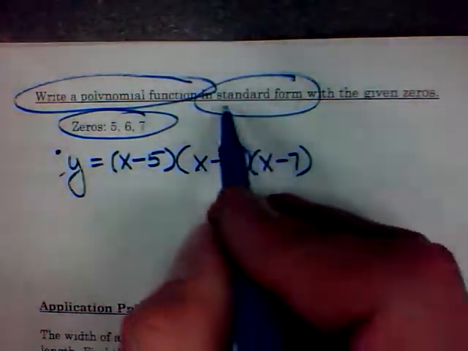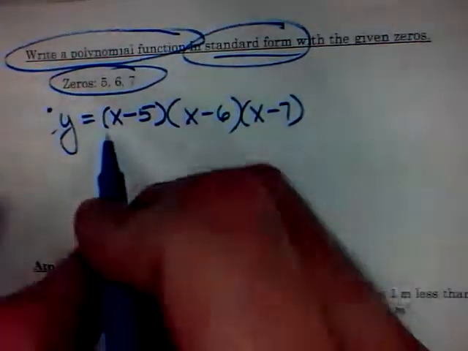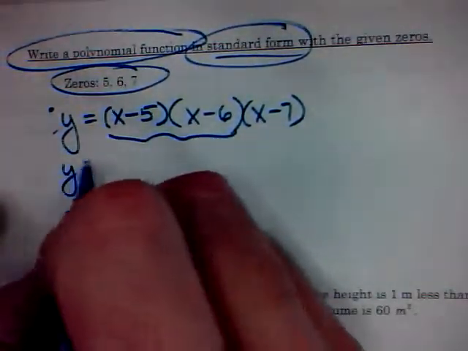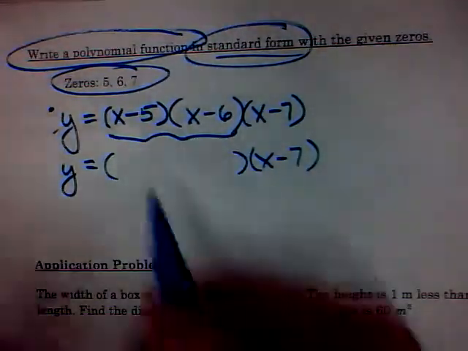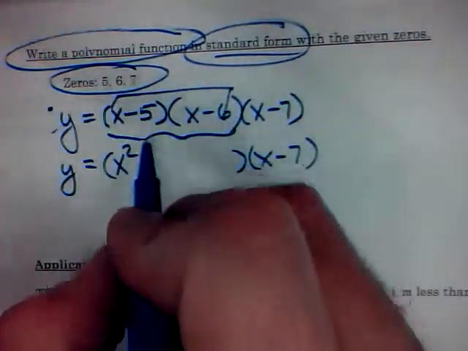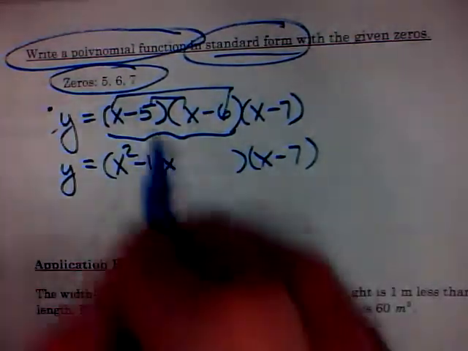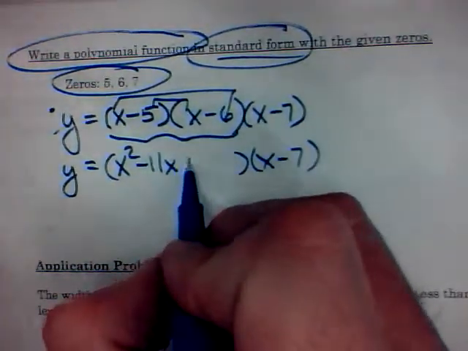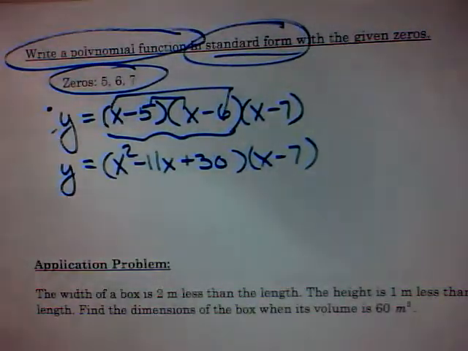And then to write it in standard form, we need to do what we did on the front page here, which is multiply this all out. So if we do that, again, we're going to do FOIL here, and we're going to get an answer. And we're going to multiply that by an x minus 7. So if we multiply this out, we get x squared for the first term. Your outers is negative 6x, and your inners negative 5x, which gets you negative 11x. And then your final terms get you positive 30. Okay? And that gets multiplied by an x minus 7.